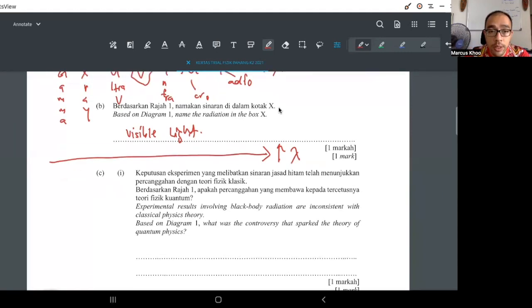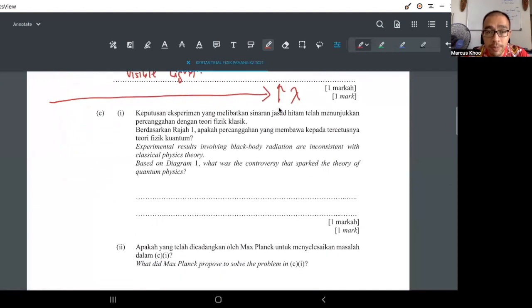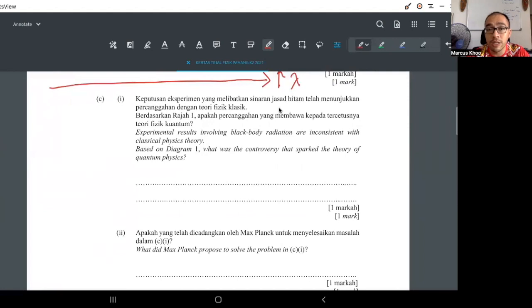The experimental results involving black body radiation are inconsistent with the classical physics theory. So based on diagram 1, what was the controversy that sparked the theory of quantum physics? It's a pretty interesting question because they are asking you for the fakta sejarah, the historical facts, which is important lah. It's important, but it's not very consistent with how we are used to physics questions. It's all application lah.